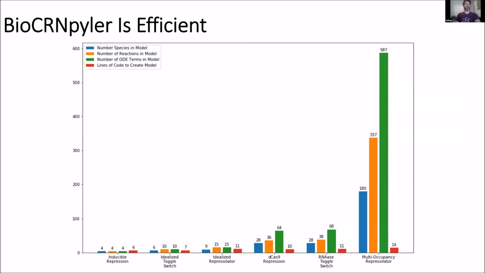And ultimately, this makes Biocompiler very efficient. So if I look at all of the models I just showed you, I think everyone in this room would agree that writing out ODEs is a pain in the butt. So you can see in green the number of terms of ODEs, and it very quickly becomes unwieldy to write ODEs. Even writing out CRNs can be hard. And if you look at the number of reactions in orange or the number of species in blue, say for this multi-occupancy repressilator, that is already very unwieldy. We have 180 species and over 300 reactions. You're not going to want to write that out by hand, but we can write only 14 lines of Biocompiler code to compile a model this big.